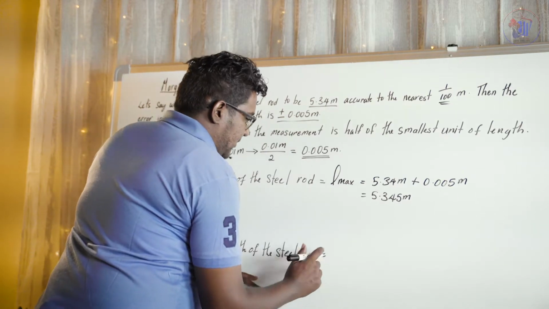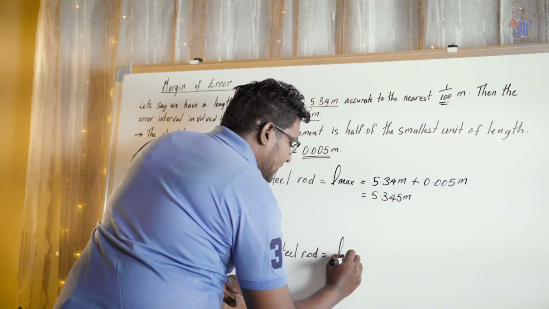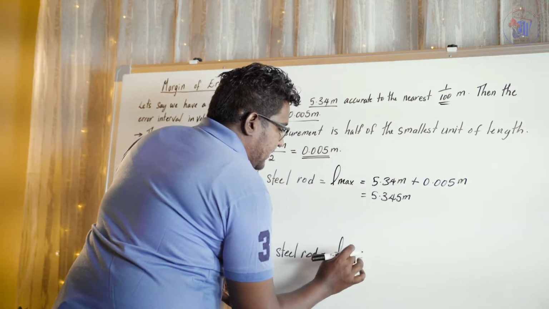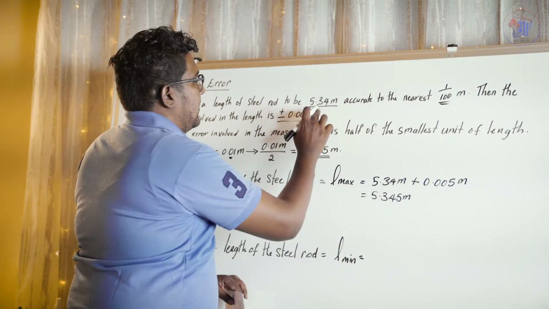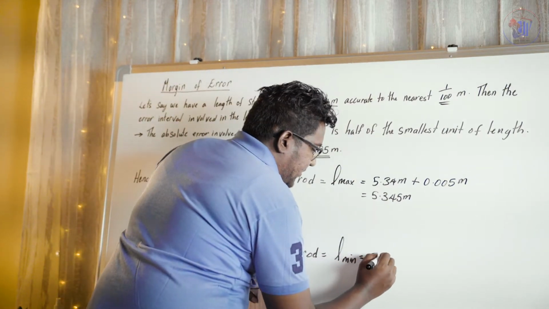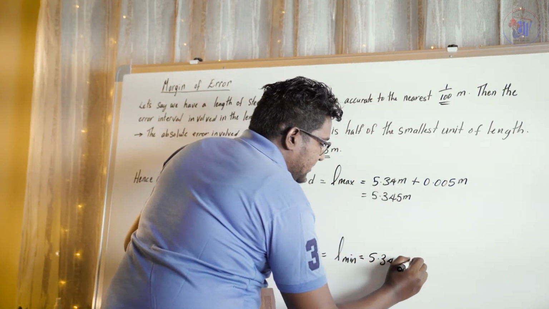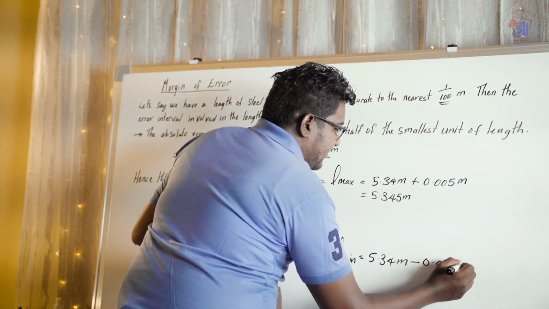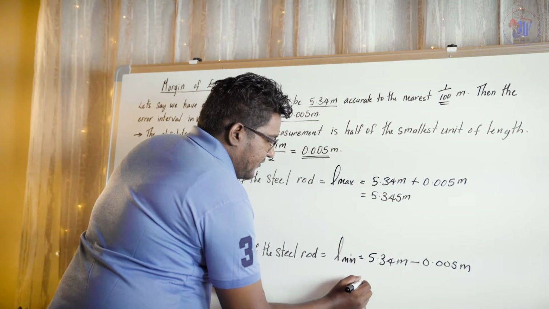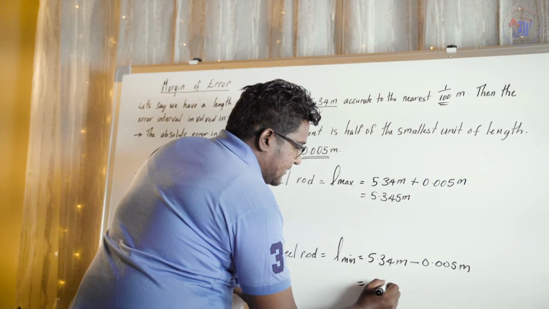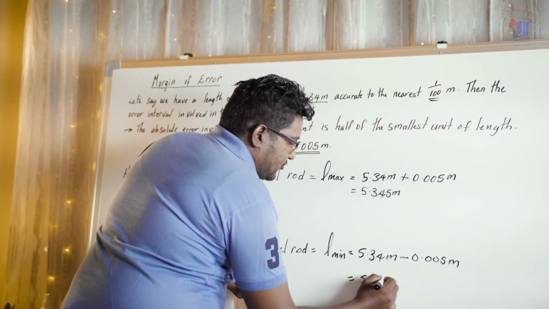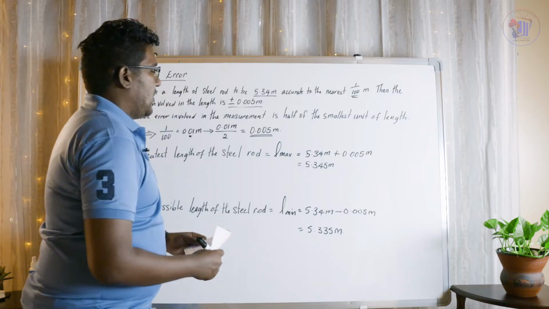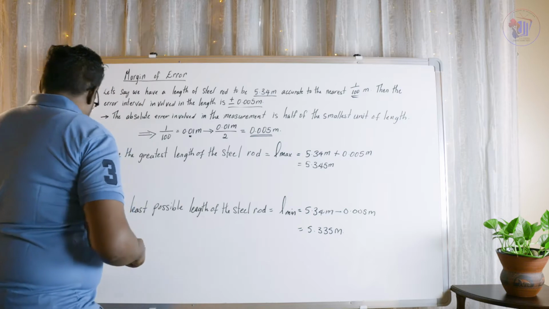And then you have here the least possible length of the steel rod. When you're finding the least possible length, we say L min, and L min is going to be the actual length, which is 5.34 meters, subtract our error, which is 0.005 meters, and that's going to give me 5.335 meters.